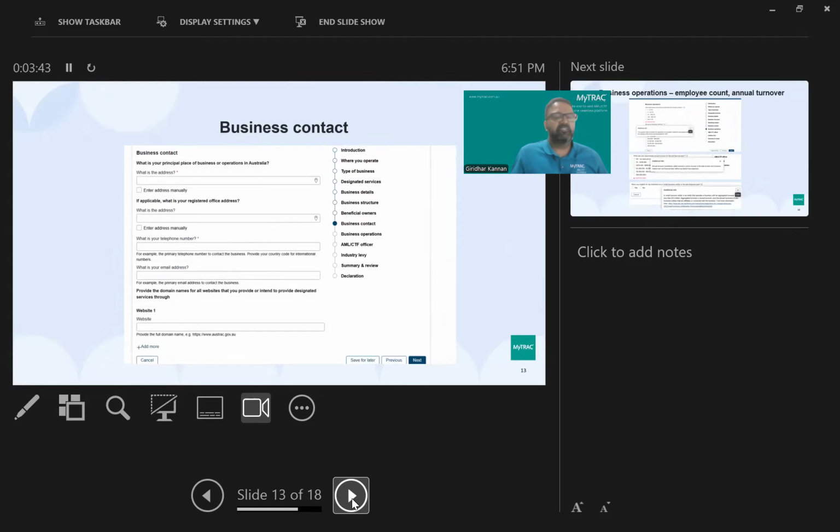Then you need to provide business contact details, such as your place of address. This will auto-type with Google, but if that doesn't happen, you can enter the address manually. You also have to provide the telephone number and email address. If you have a landline, you can give it, or you can give your mobile number. Provide your email ID where you're reachable or contactable.